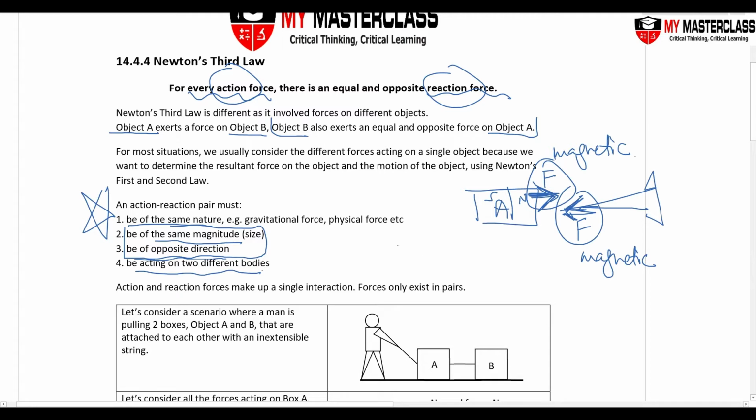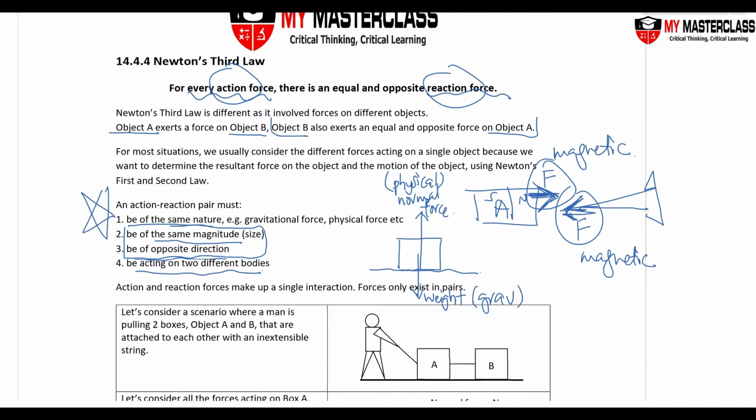Let's consider another example that you see all the time. Let's say I have a box on a table. I have the weight of the box. I also have the normal reaction force on the box. Let's go through the criteria one by one. Are they of the same nature? Weight is a gravitational force. Weight exists because of gravity. The normal reaction force is a physical force. It is there because the box touches the table and the table doesn't really like that. So the first criterion fails straight away. So the normal force and the weight are not an action-reaction pair.